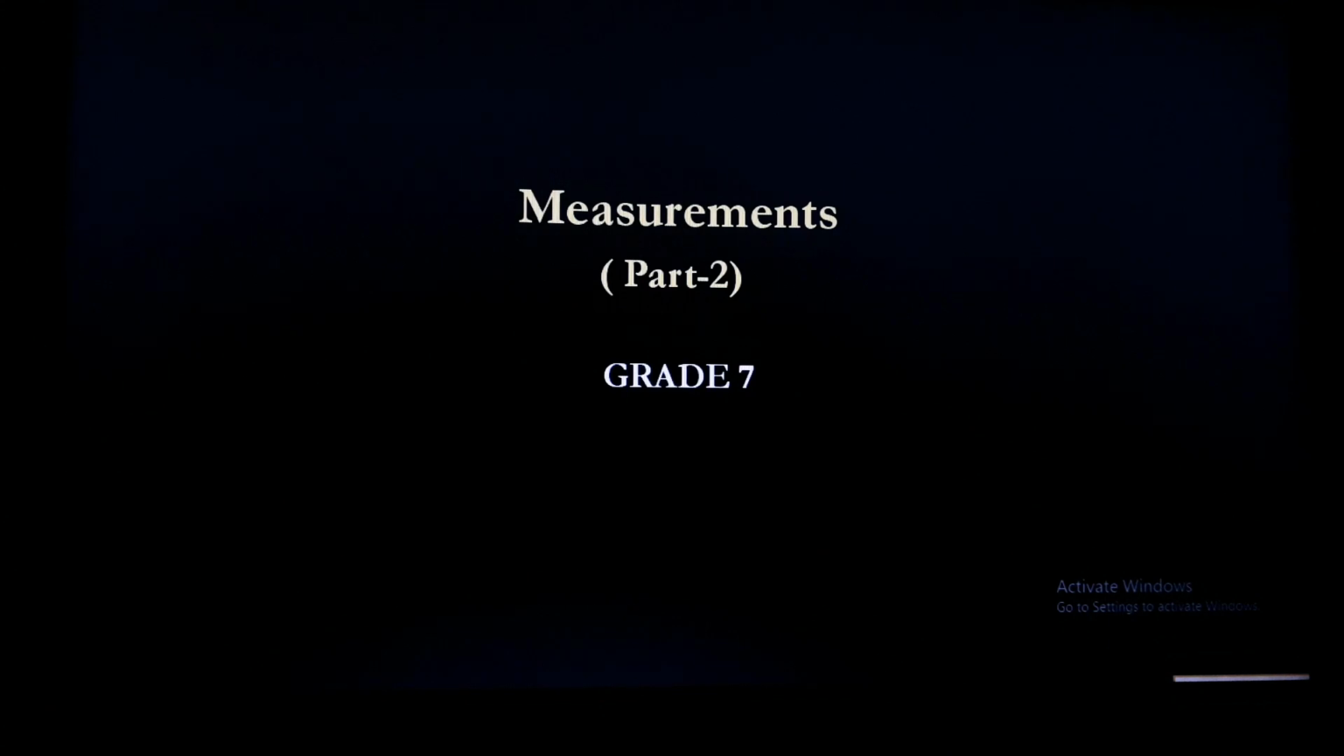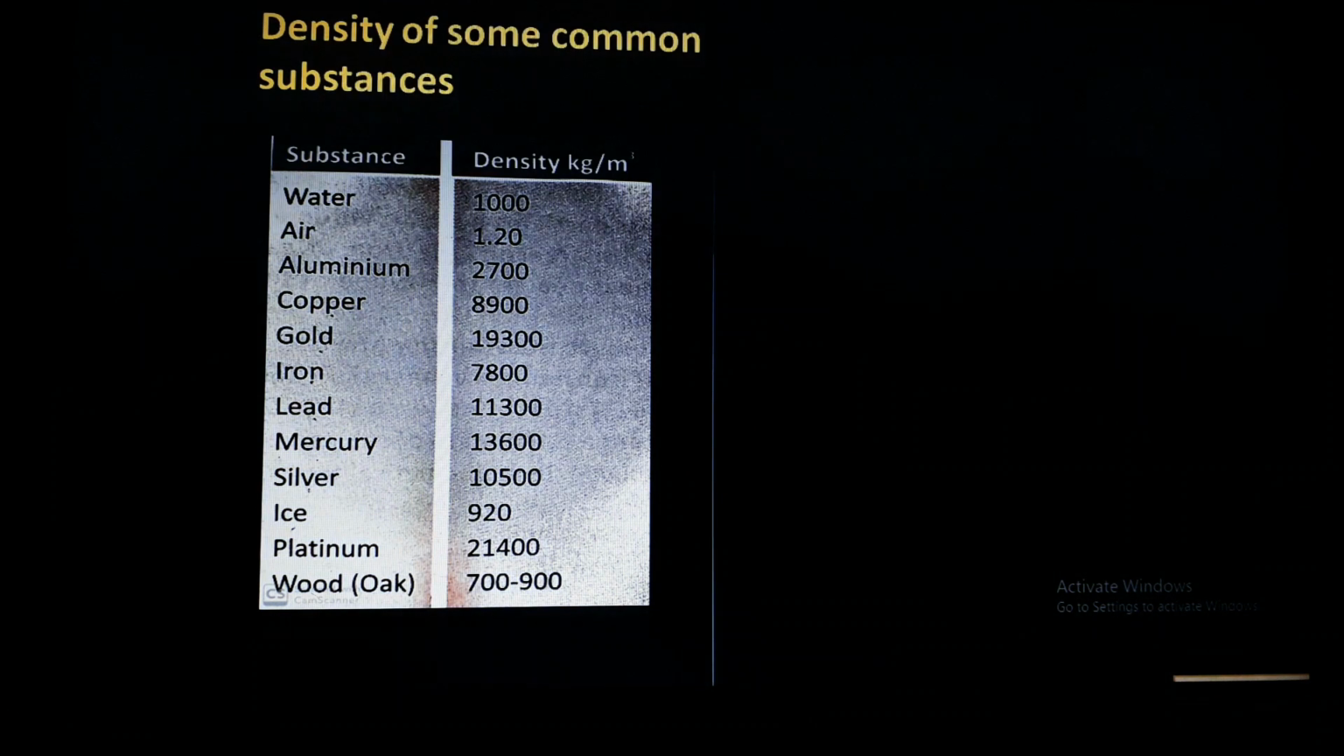Now we'll discuss the continuous part of density. Here you can see the density of different substances. And you can observe the density of air is less and the density of platinum is more. This is because of the packing of the molecules.